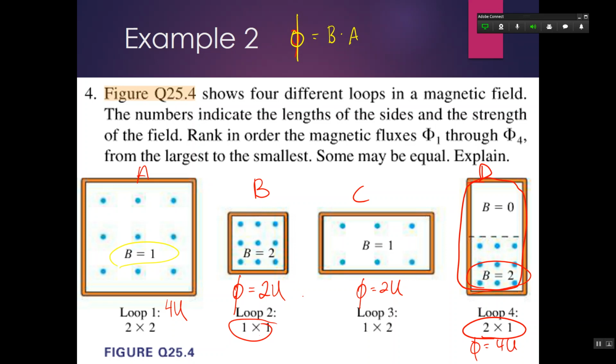Right, you're right. Because this is the area of the whole thing, and this is the magnetic flux of just a half. So you're going to take an average of 1. So it's going to be a magnetic flux of 2 units. So B, C, and D are equal, and A is the highest.